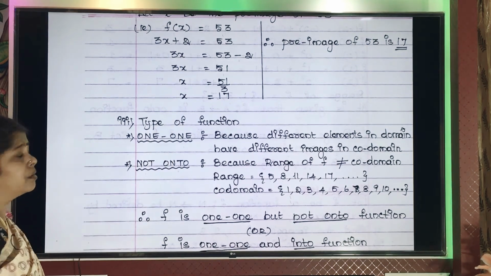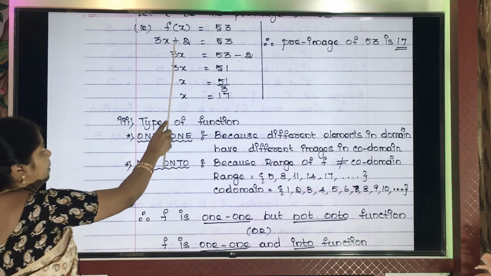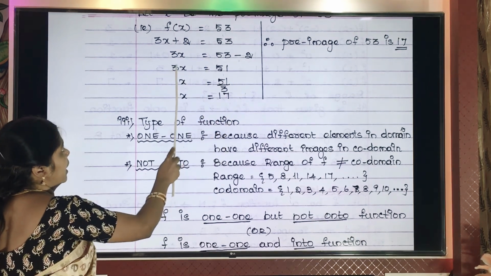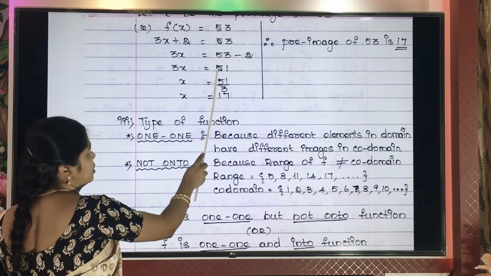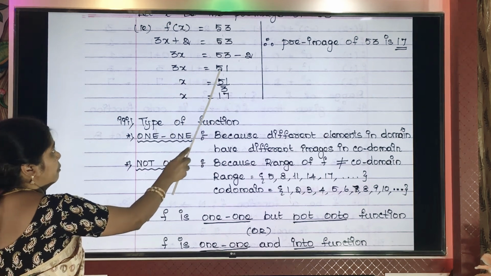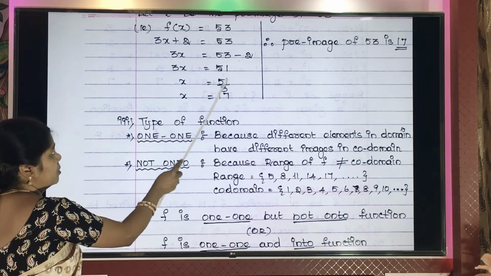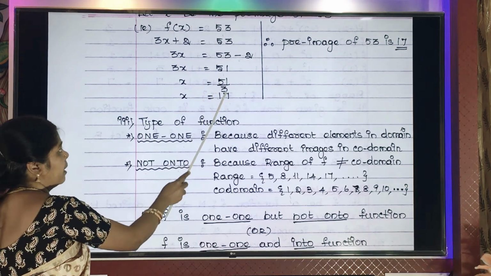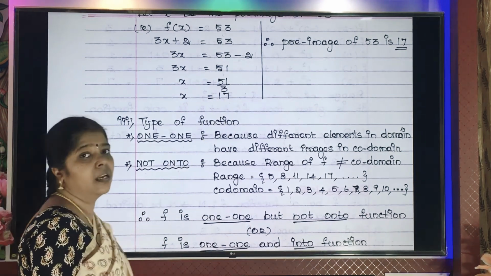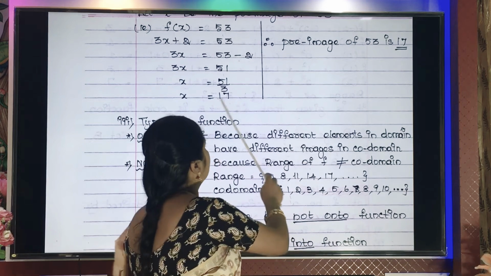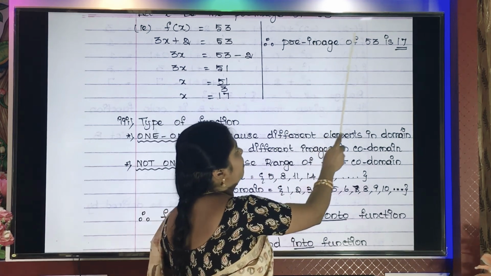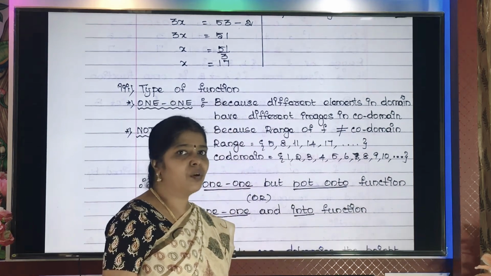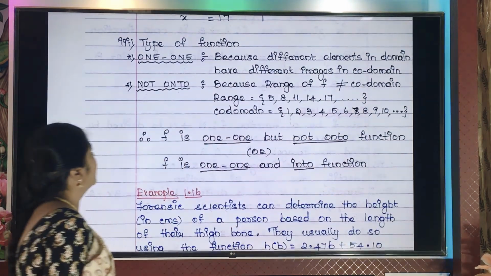So substitute. Keep 3x, bring plus 2 to the other side, it becomes minus 2. 3x will be 53 minus 2 is 51. X will be 51. This 3, when it goes to the other side, it becomes divided by 3. So 51 divided by 3, the answer is 17. So from this we understand the pre-image of 53 will be 17. Have you got it? Yes, children.